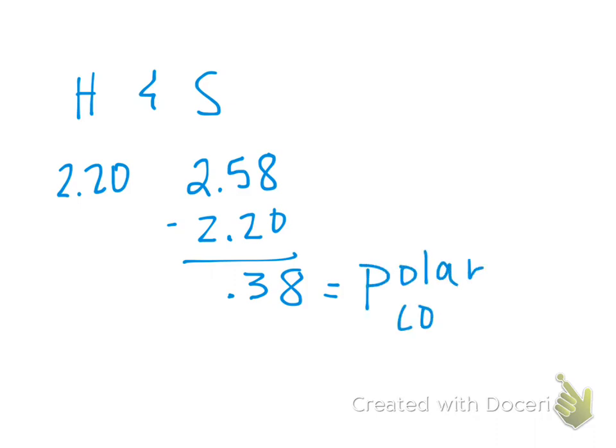Polar covalent. So they're still sharing electrons, but they're not sharing them evenly. Between those two atoms, which would be taking the electrons a little bit more? Sulfur. Sulfur has the larger electronegativity value, which means it wants electrons more than hydrogen does. So within that bond, the electrons are going to slide a little bit toward the sulfur side. Does that part make sense?